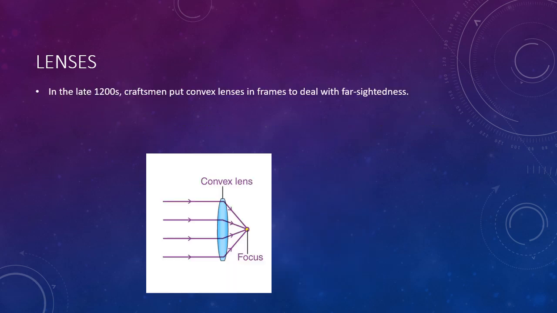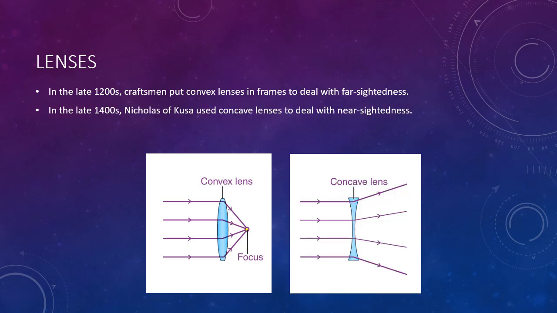Lenses. In the late 1200s, craftsmen put convex lenses in frames to deal with farsightedness. In the late 1400s, Nicholas of Cusa used concave lenses to deal with nearsightedness.